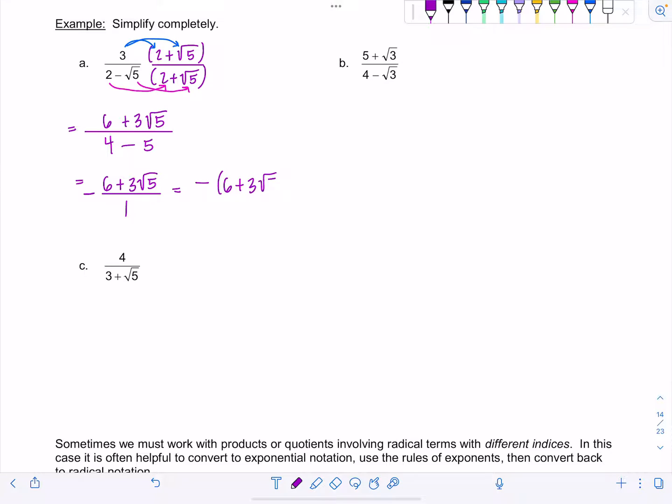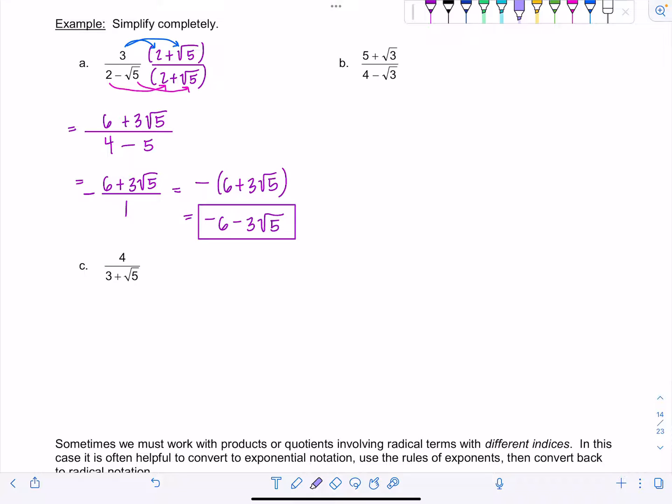And I'm not going to put the over 1 anymore because it's useless, right? Over 1 is just itself. You could leave it like that, or you could distribute the negative: negative 6 minus 3 rad 5. Let's do that, okay? Good. A is done. Let's hop on over to B.